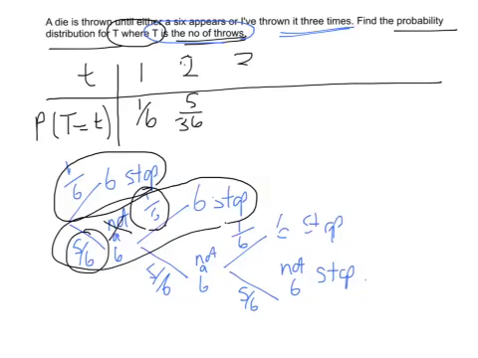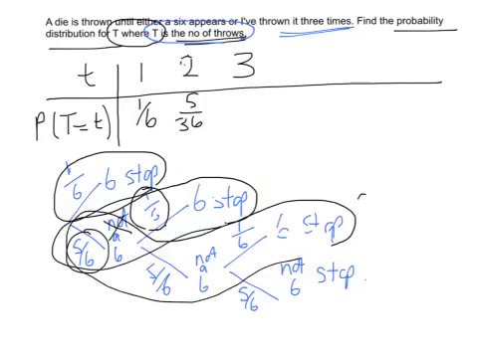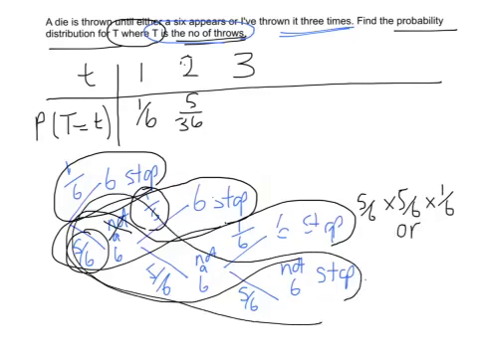Okay, have I thrown it 3 times? Now, be really careful. To throw it 3 times, I would have come along this route. So that's 5/6 times 5/6 times 1/6. Or I could have come across this route in order to throw it 3 times. 5/6 times 5/6 times 5/6. So I need to work out each of those individually and then add them together.